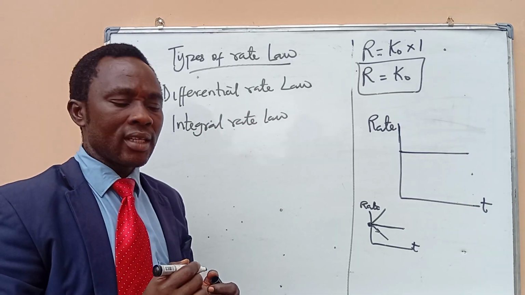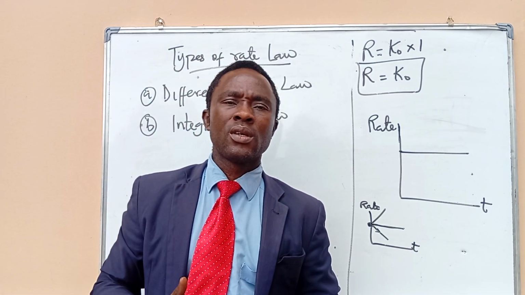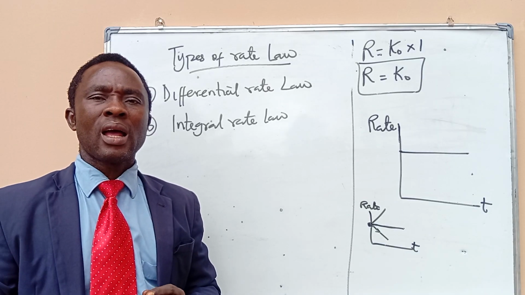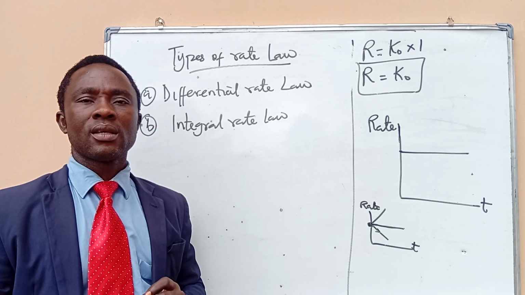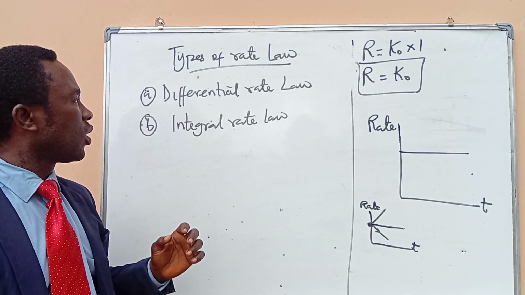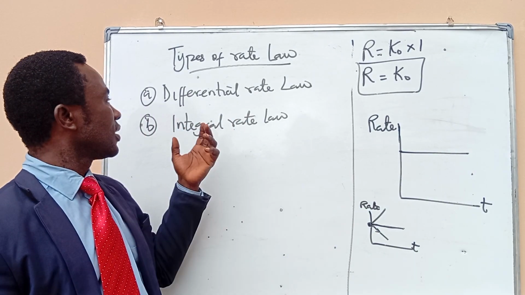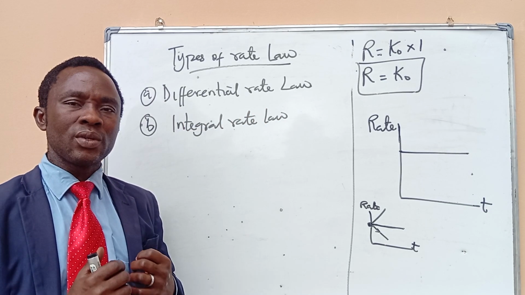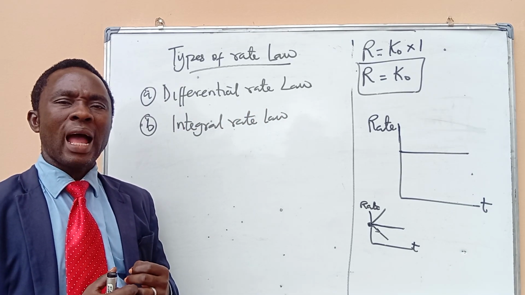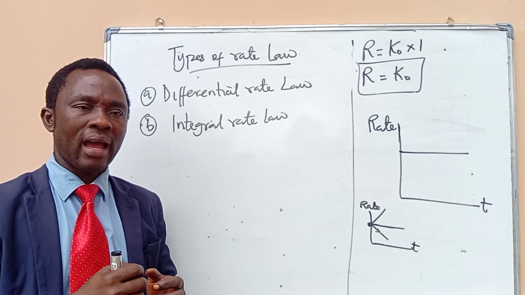The differential rate law is that rate law that gives us the rate of a reaction at a particular moment in time. It gives us the rate of reaction, so it is the instantaneous rate. The differential rate law is instantaneous. That is, the rate of a reaction at a particular point or moment in time.